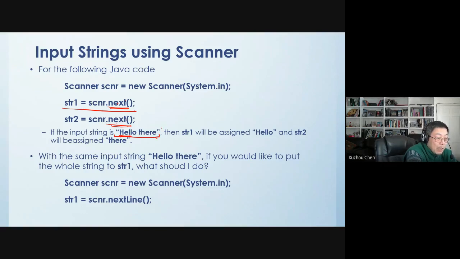Okay. Now, if you want to type hello space there, and assign the whole string into one string variable, then you need to use another method called next line. That means you can put the whole line of string into one string variable. Okay, so that's a difference. You can check the difference between these two.